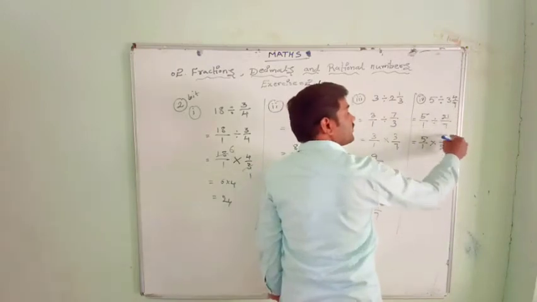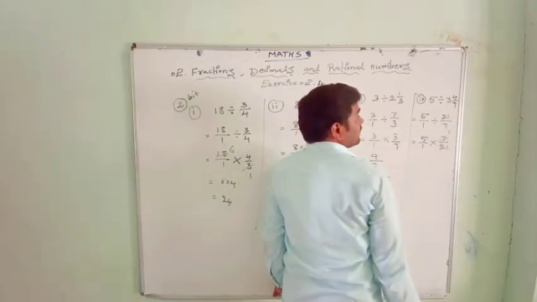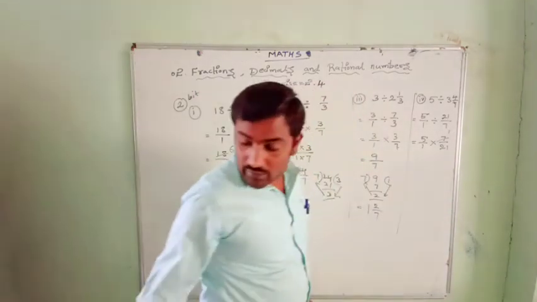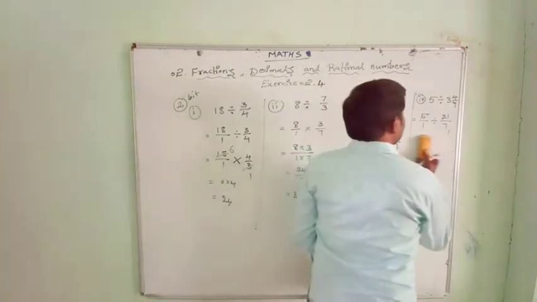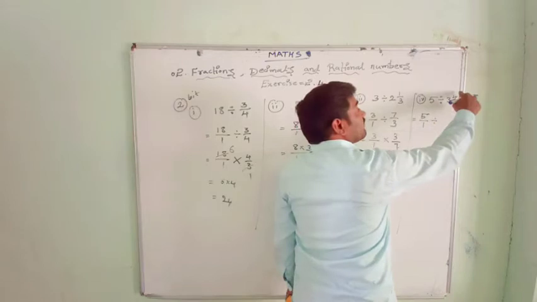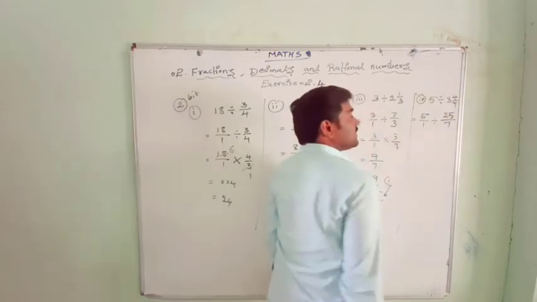Now 5 by 1 into 7 by 21. This 21 by 7 becomes 7 by 21. Easily here I can cancel. 7 ones are 7. Okay, so here I had done a small calculation mistake. Sorry for that. 7 3s are 21, 21 plus 4 is 25, 25 by 7.